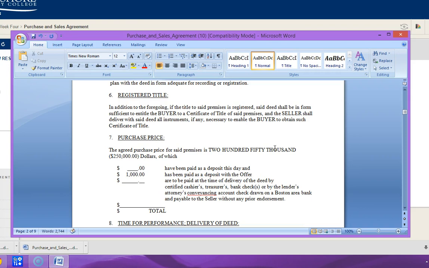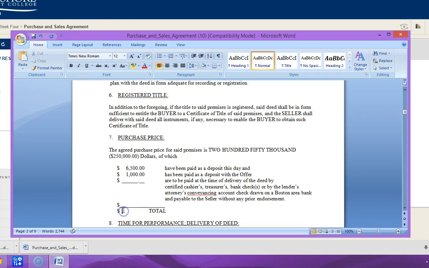So you put that number here. Then above it is the amount of money that the buyer gives to the broker when he or she signs the purchase and sales agreement. So it's typically around 2 or 3%. If you take the $250,000 purchase price and multiply it times 3%, you get $7,500. The broker already has $1,000, so you just give him or her $6,500.